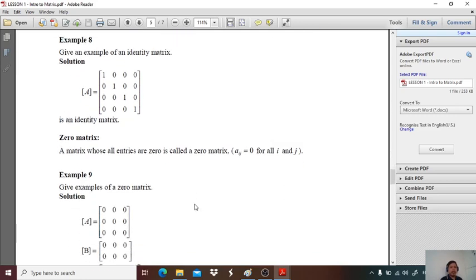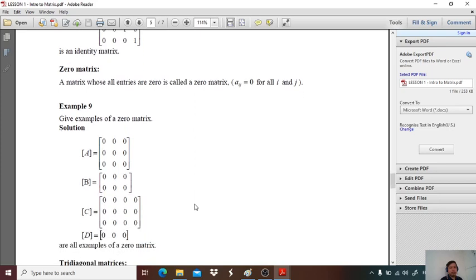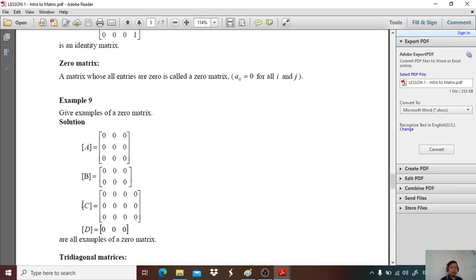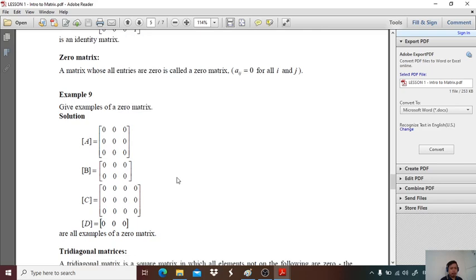Next, what is a zero matrix? A zero matrix is one whose entries are all 0. These are examples of a zero matrix, where all entries, all elements in the matrix, are 0.